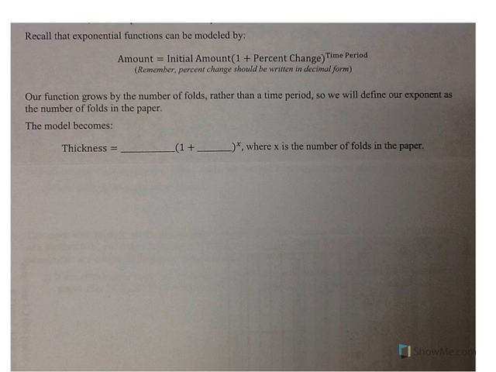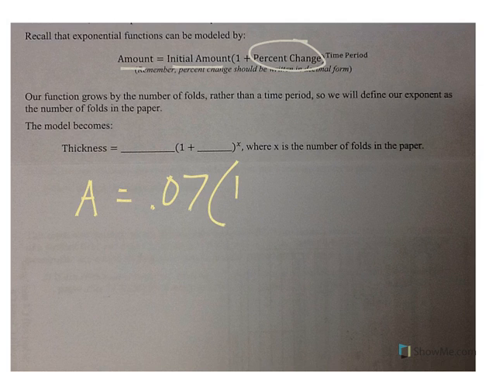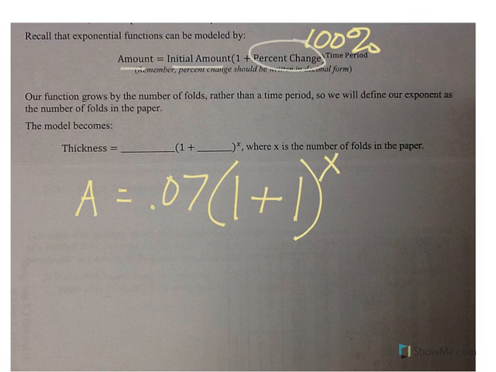Now the model for this, when we talk about our exponential model, recall that you have the amount equals the initial amount times 1 plus the percent change raised to the time period. So for our thickness, the initial amount was 0.07, times 1 plus the percent change. Well, remember, we had 100% change every time. 100% as a decimal is just 1, raised to the x power. So we really have a formula: 0.07 times 2 to the x.